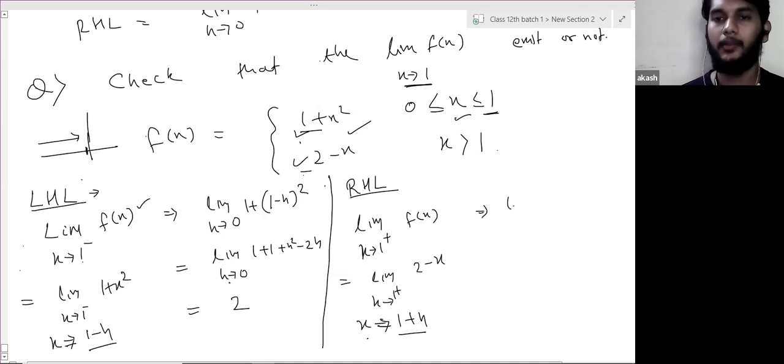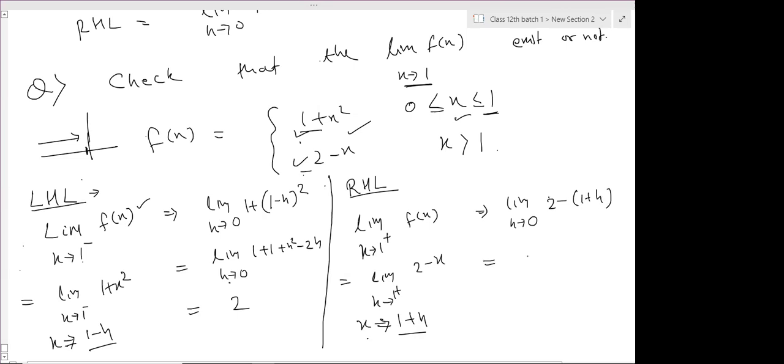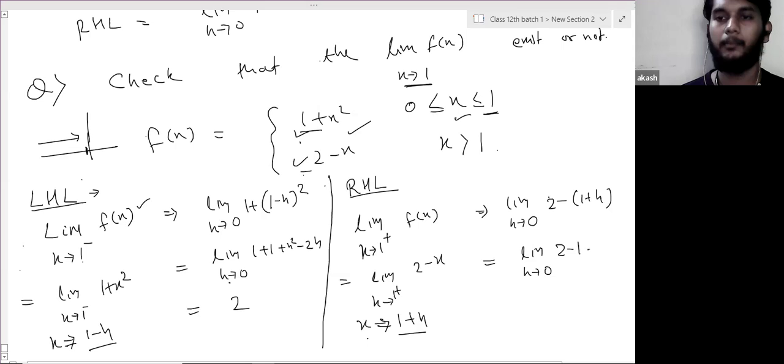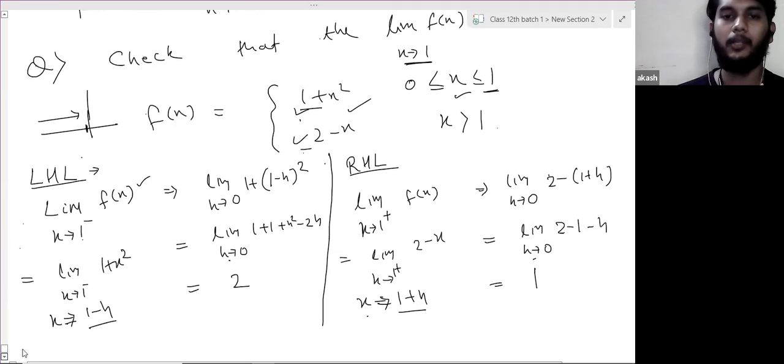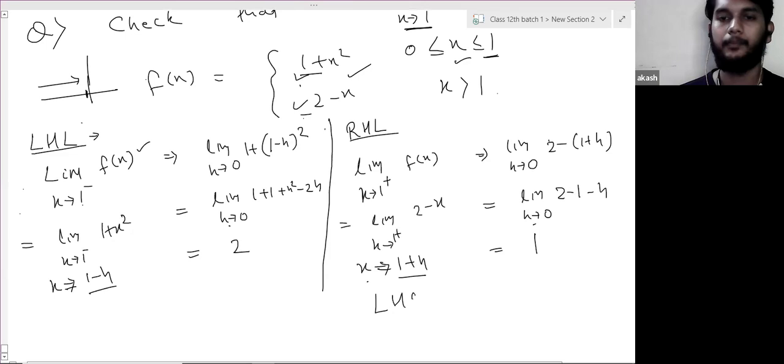So this we can write, limit h tending to 0, 2 minus, in the place of x, 1 plus h. Yes, sir. So this is equals to limit h tending to 0, 2 minus 1 minus h. Now we can put directly h equals to 0. So the answer is 1. So LHL is not equals to RHL. So limit does not exist.